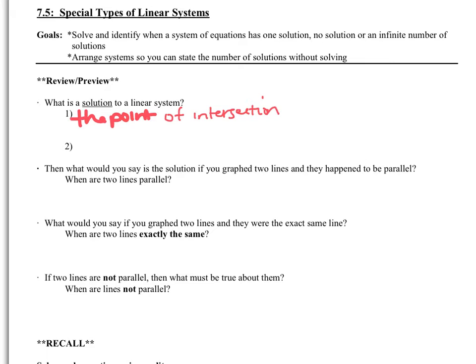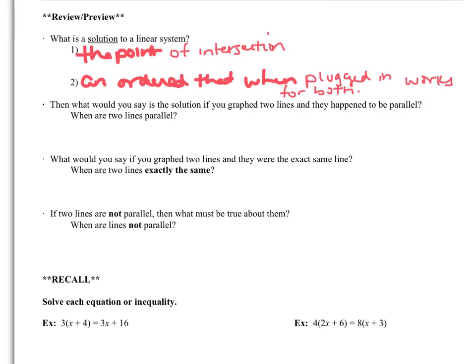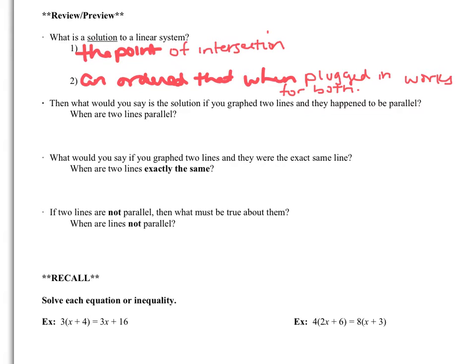Keep in mind that each line that you graph has an infinite set of points on it, but if lines intersect, they're going to have one point in common, and that's your solution to the system. The other way to think about a solution is an ordered pair that, when you plug it in, works for both equations in the system. Or if you had 3 equations, it would work for all 3. We're going to be talking a lot about these different situations, and you'll see them reformatted, re-mentioned, and reorganized in various different ways.